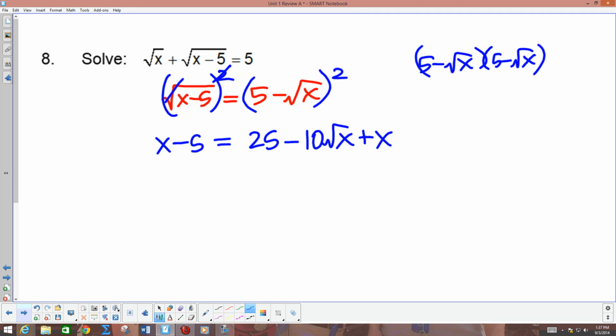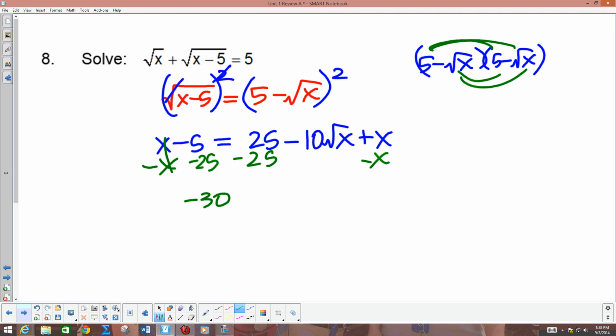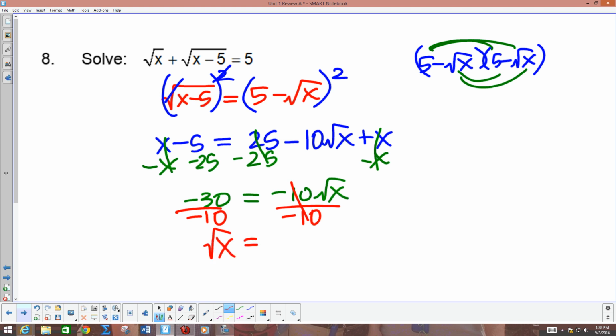And you can distribute it so that you end up with the same thing. Okay? If you get the pattern in your head, though, that's going to help you for the rest of your college algebra days. So I'm subtracting x, subtracting 25, subtracting 25, and I end up with a negative 30 is equal to a negative 10 square root of x. I'm going to divide both sides by negative 10, so that becomes the square root of x is equal to 3.